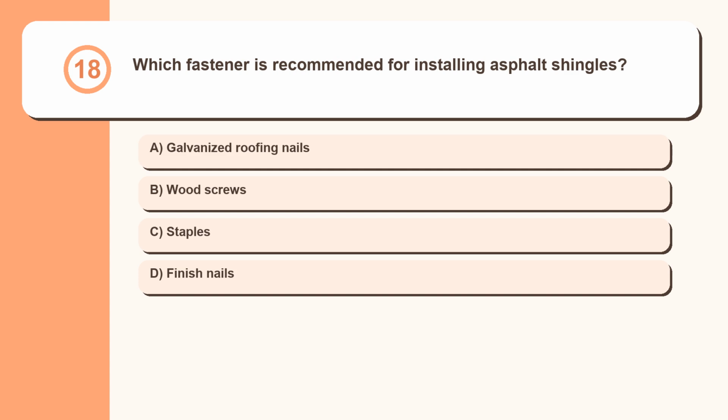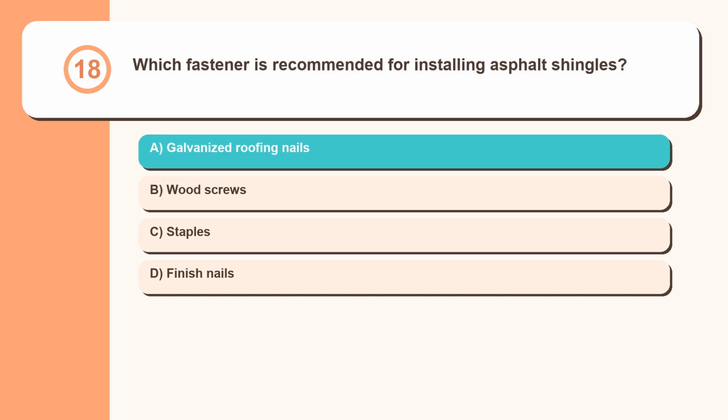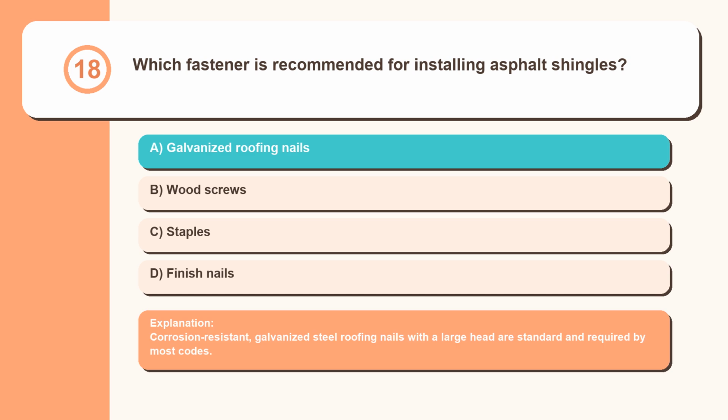Question 18. Which fastener is recommended for installing asphalt shingles? Galvanized roofing nails, wood screws, staples, finish nails. Corrosion-resistant, galvanized steel roofing nails with a large head are standard and required by most codes.